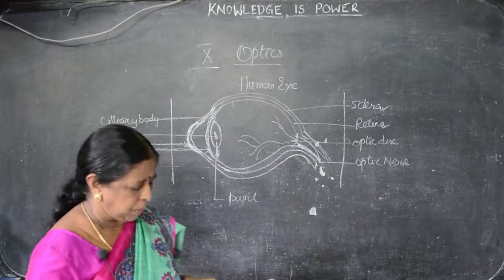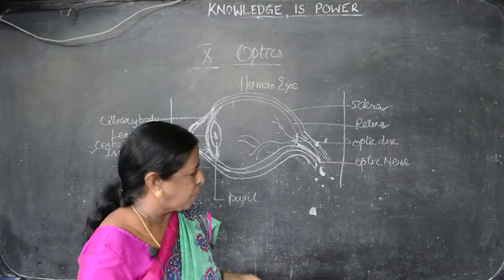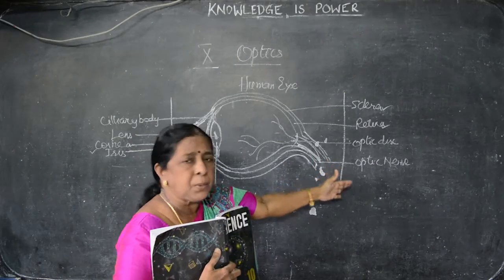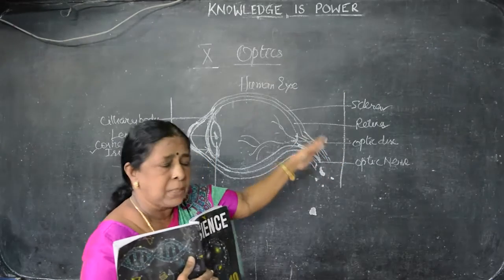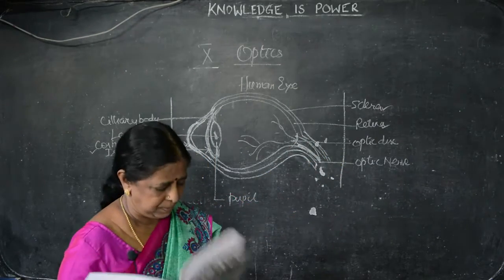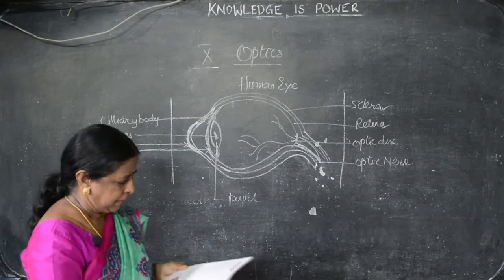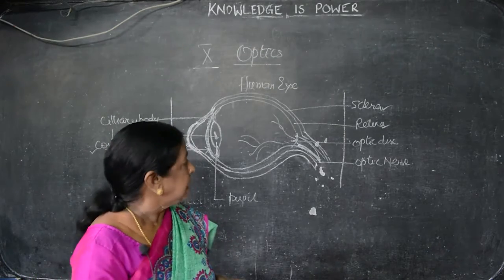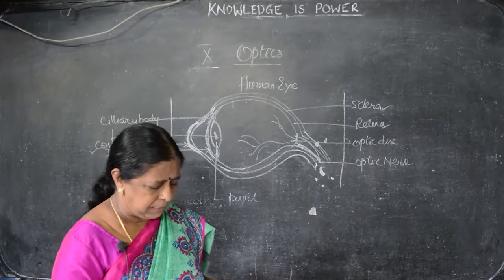It is the most sensitive part of the eye, where the image is formed, real and inverted. Then the optic nerve gives the clear position of the image. Ciliary muscles, I said already, the eye lens is in between the ciliary muscles. It helps to change the focal length of the lens.